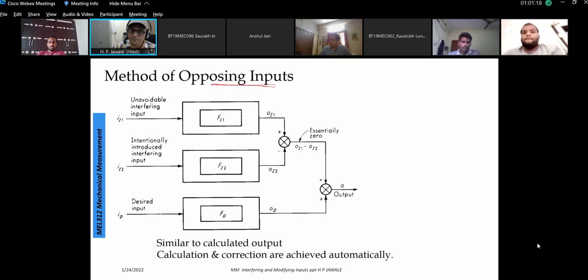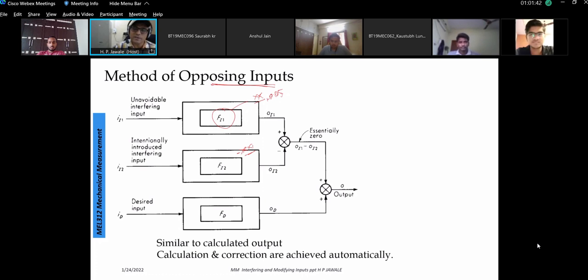Say there is an unavoidable interfering input, suppose I have quantified it and found it is of some value. Then I am going to incorporate the opposite effect here, so the effect is exactly opposite of these signals. Suppose 0.05 is some quantity that I have found out. It is plus 0.05, a positive deflection.